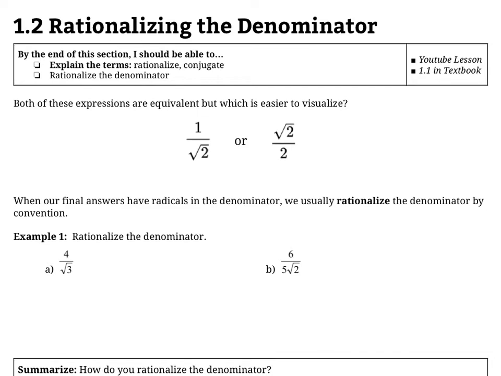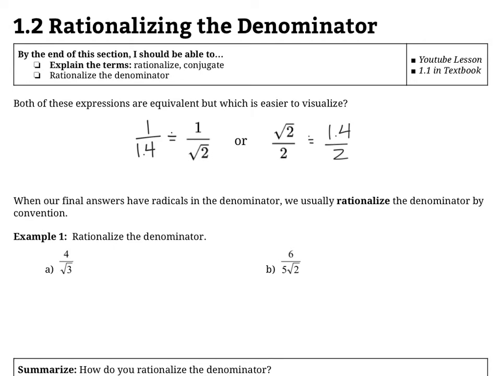So let's think about it this way. Root 2 is approximately equal to 1.4. So this expression is sort of like saying 1 over 1.4. The second one, root 2 again is 1.4, so this is like saying approximately 1.4 divided by 2. Which one of these is easier to visualize now?